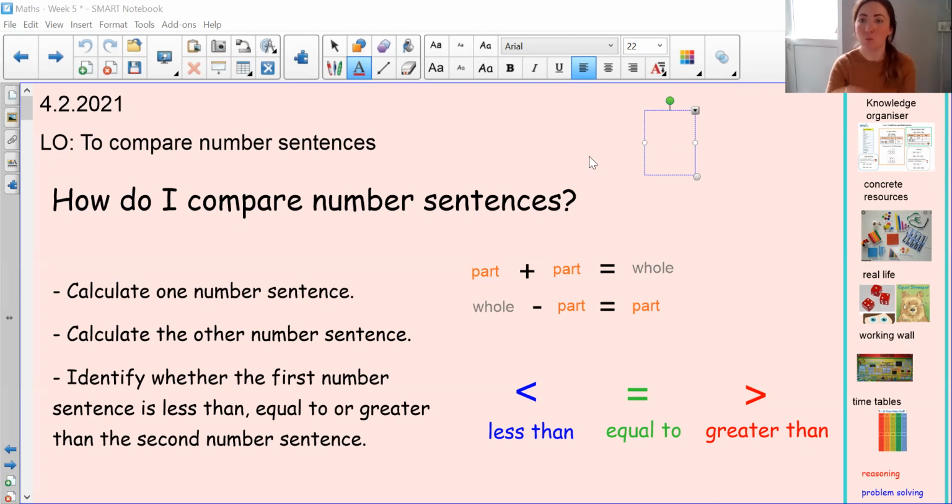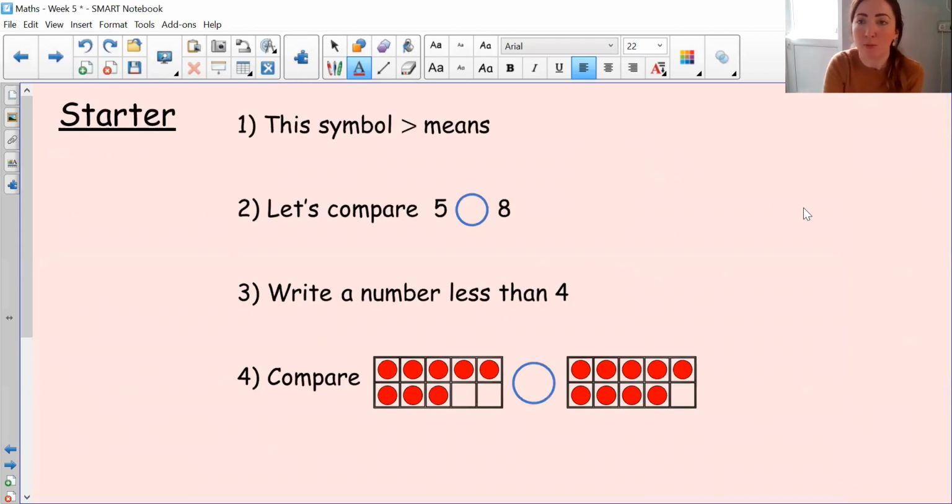So we need to calculate one number sentence, calculate the other number sentence, and then identify whether the first number sentence is less than, equal to, or greater than the second number sentence. We can do that using words, the words I've just used, and we can do it using the symbols that we have been practicing. All right, so let's make a start with our fast 4 questions.